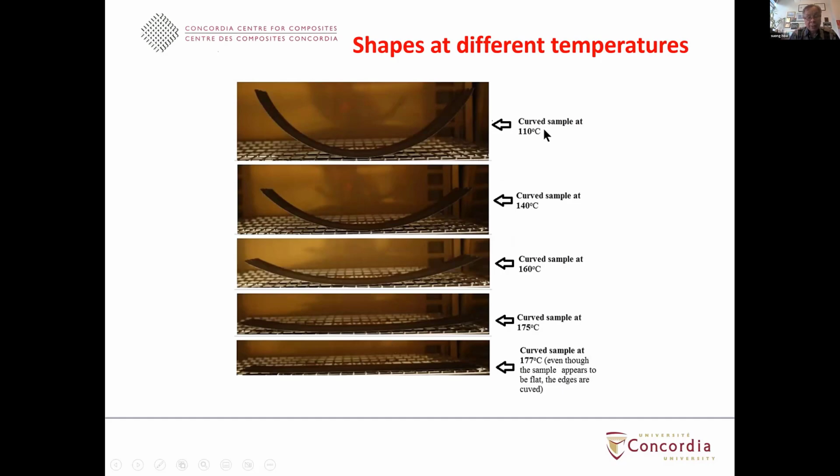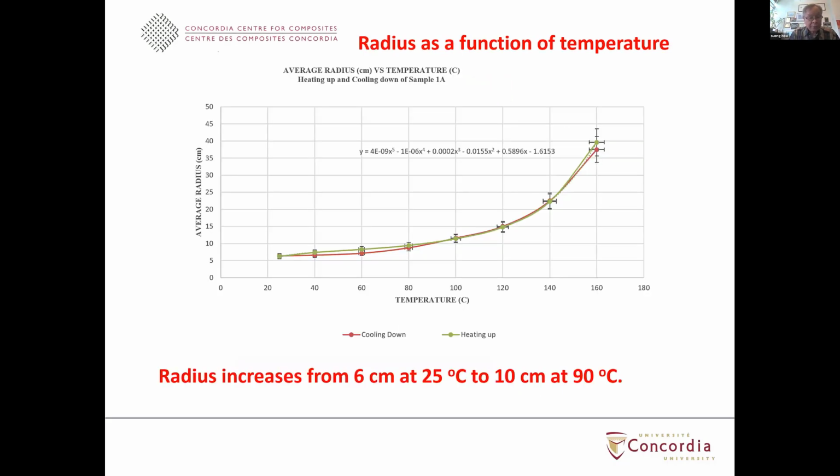So here we have 110 degrees, 140 degrees, 160 degrees, and so on. From there, you obtain the average radius as a function of temperature. You can see that we start from room temperature, and the lines seem to be fairly linear up to about 90 degrees centigrade. And beyond 90, it picks up fairly quickly.